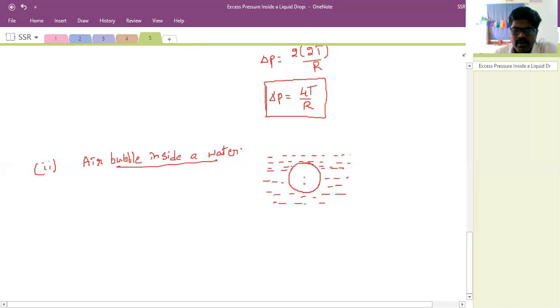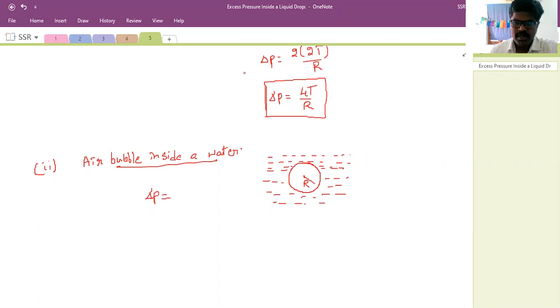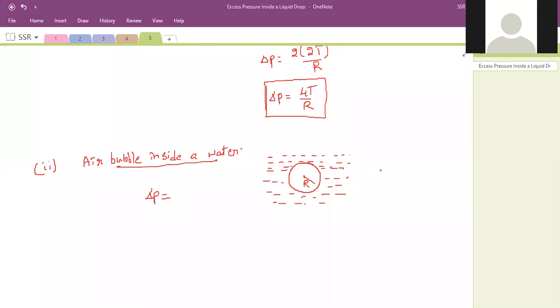Okay, let us say the radius is R again for this also. Now, what is the excess pressure in an air bubble inside water? Delta P. Either 2T by R or 4T by R. Anybody, any guess? How many surfaces does it have, first of all? Air bubble inside water. How many surfaces does it have? 2? 2 surfaces is wrong. 4? No, only one surface.